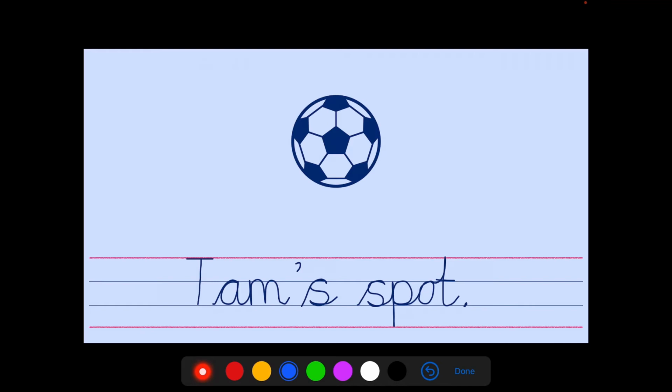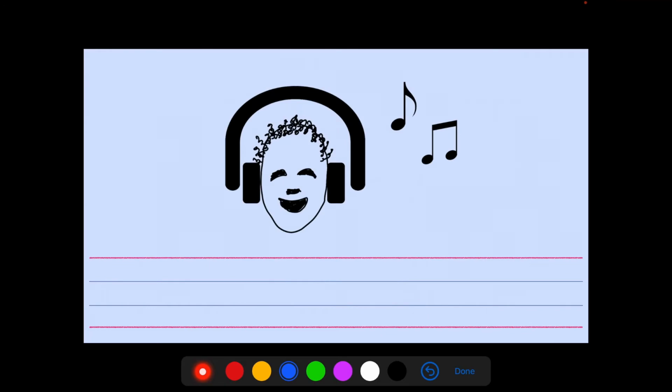Let's have another look at somebody else's spot, the place where they are happy. Listening to music and, by the look of it, singing along. I would have to say that would be one of my favourite spots. This is Pat, so our sentence is Pat's spot. Capital P, because it's a name. Pat, then the apostrophe S, and spot. Pat's spot.